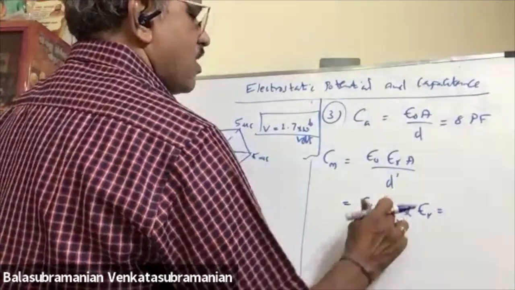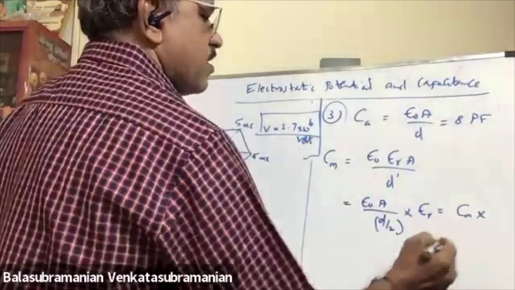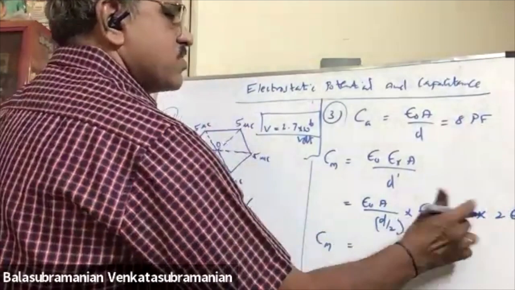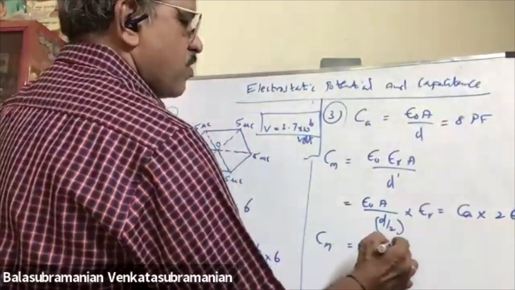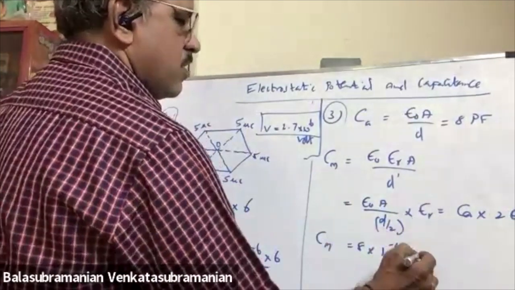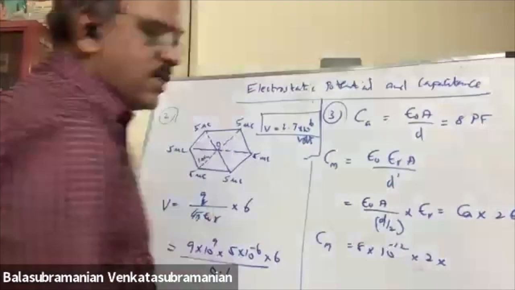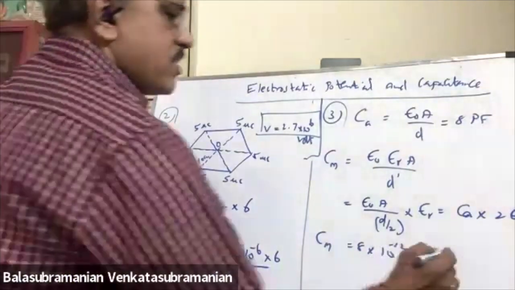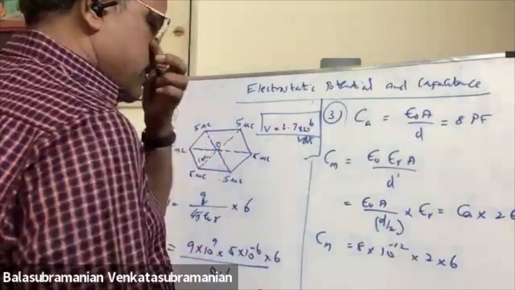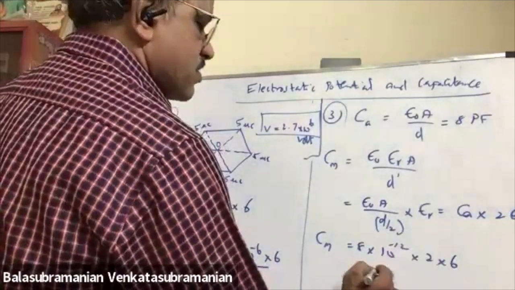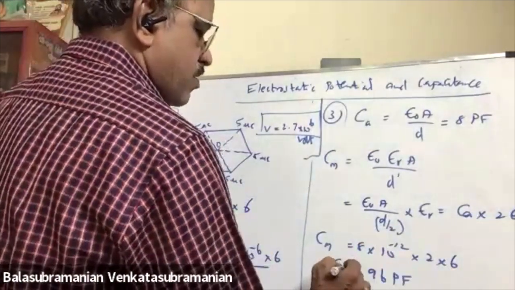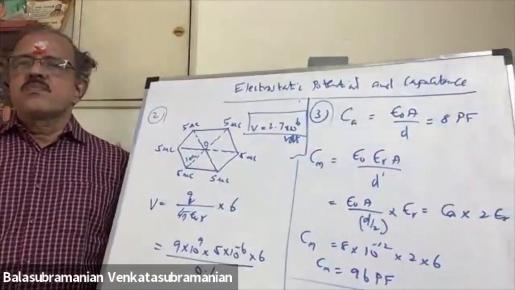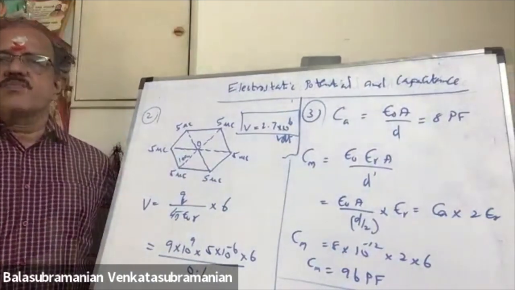So epsilon naught A by D is C air. This 2 will go to numerator, 2 epsilon R. So C medium is C air, that is 8 picofarad into 2 epsilon R value. Dielectric constant is 6. 8 into 12, 8 twelves are 96. 96 picofarad. Correct? 96 picofarad. Fourth problem.